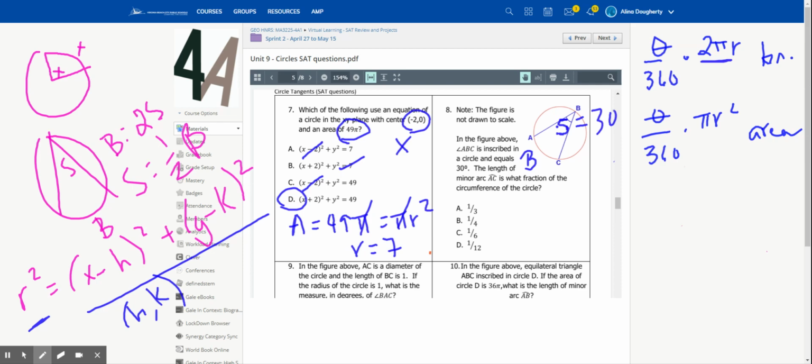So if angle ABC is 30 degrees, then arc AC has to be 60 degrees. And if a whole circle is 360, what does that reduce to? How many 60-degree arcs can there be in 360 degrees? So 60 divided by 360 is going to give you 1/6.